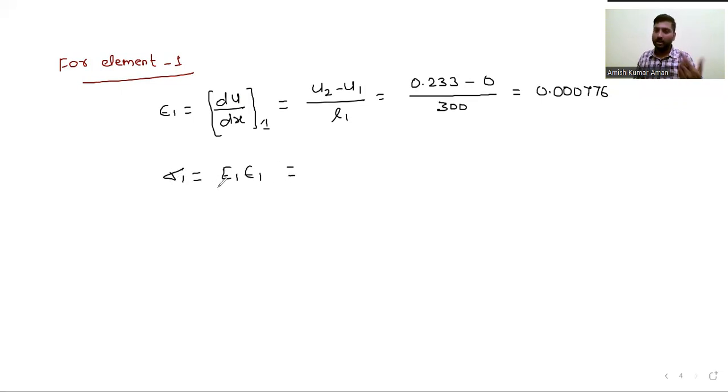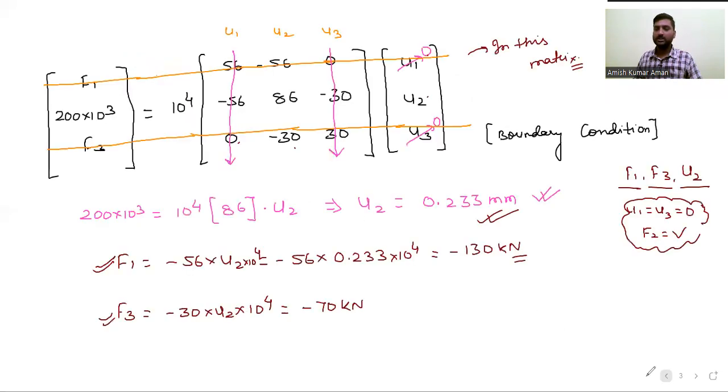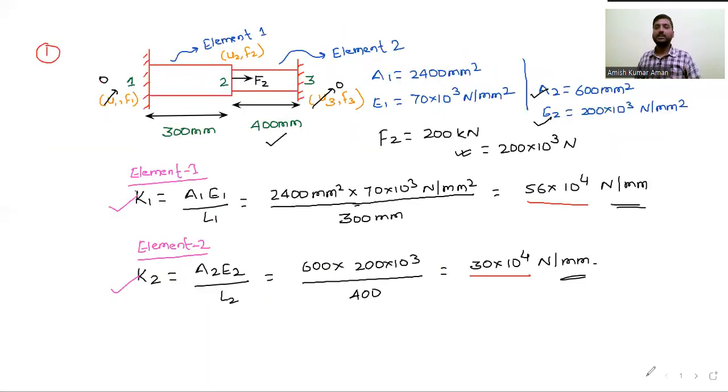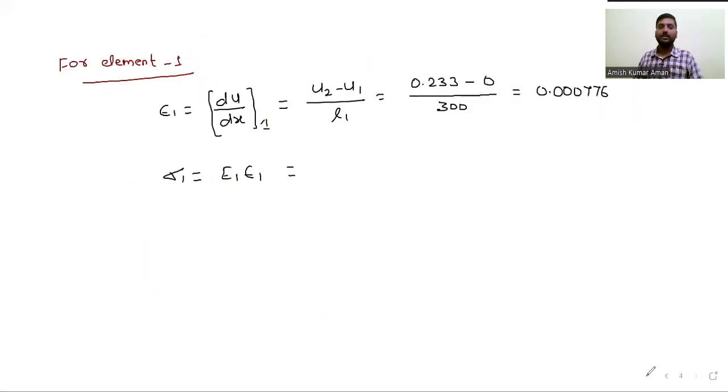The E1 value is already given in the question. See, E1 value is given here as 70 into 10 to the power 3, and epsilon 1 we have already calculated. So just put it here: 70 into 10 to the power 3 into 0.000776. So we are going to get this value as 54.4 Newton per mm square.